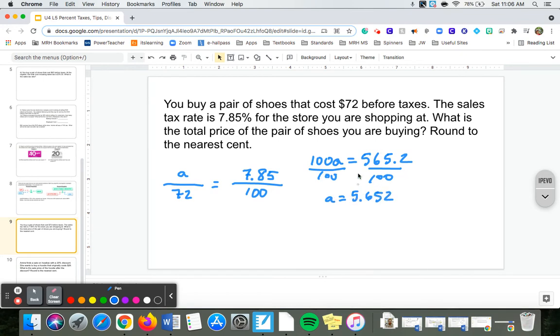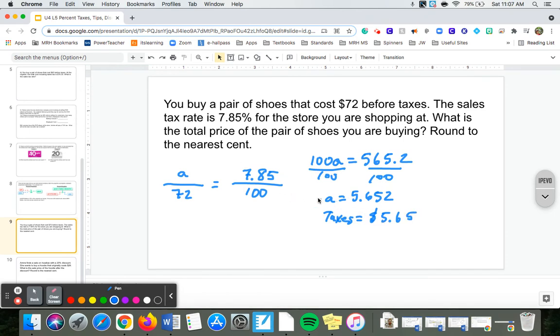So now what A represents is the dollar amount in taxes that we have to pay. So if you're buying a $72 pair of shoes, and you had to pay the 7.85% tax rate, the taxes you have to pay in addition to $72 is $5.65 if we're rounding to the nearest cent. So if I'm going to go ahead and round to the nearest cent, my taxes that I have to pay is $5.65.